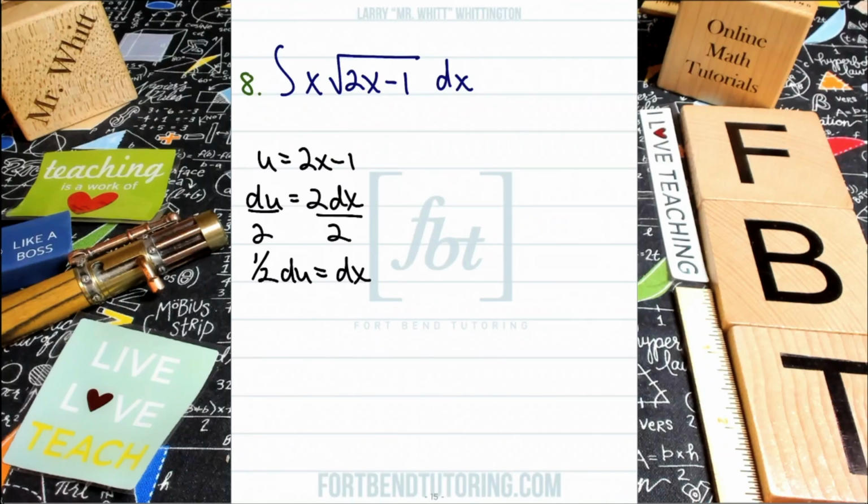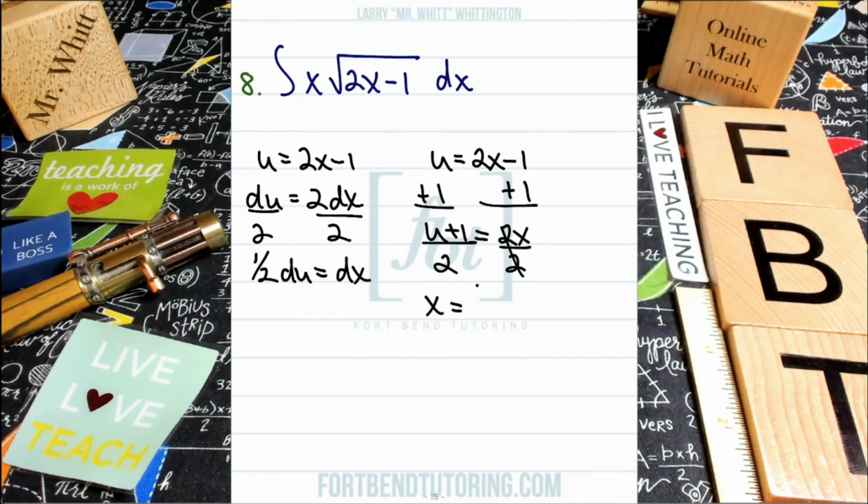So go ahead and have that u being equal to 2x minus 1. Go ahead and solve for x by adding 1 to both sides of the equation there. You'll have now u plus 1 equals 2x, and you'll want to divide both sides by 2, right? All right, just like that. So you'll find out that x is equal to (u plus 1) divided by 2. So now that we have these things solved for, we're going to be taking those different aspects of the problem and plugging them back into the original integral problem. It's going to look like this.